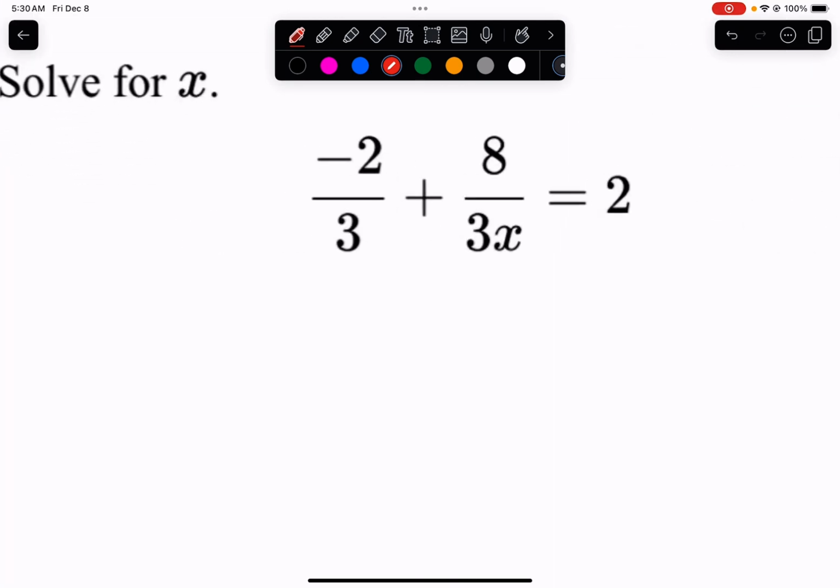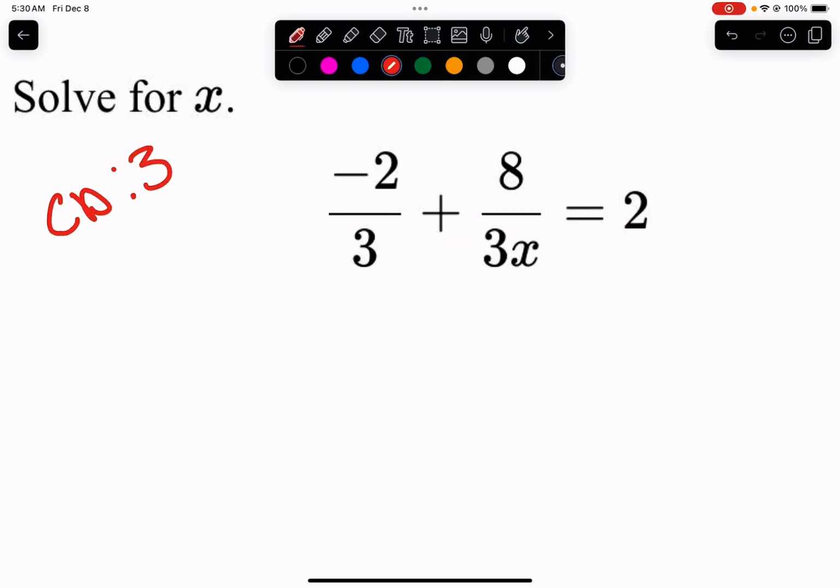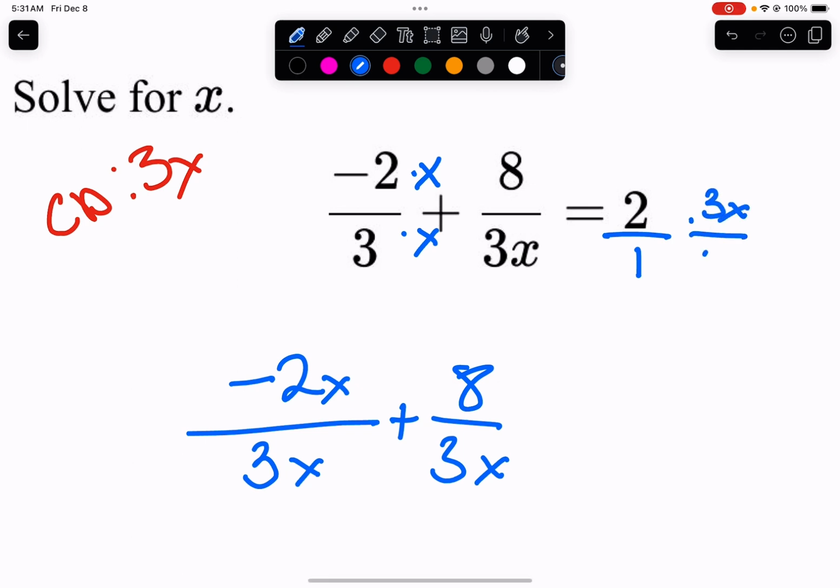So what we're going to do is look at each term. Here we have a 3x, and then nothing. So we have to, again, find our common denominator, which here I would say is 3x. This first guy, we're going to multiply by x over x. We get negative 2x all over 3x. My second guy is good to go. And then my third guy needs to be multiplied by 3x.